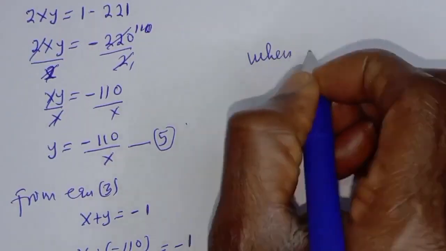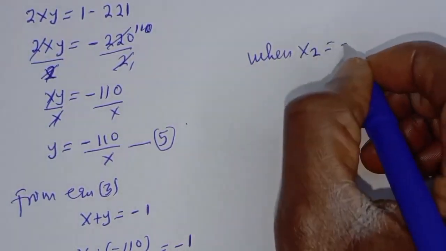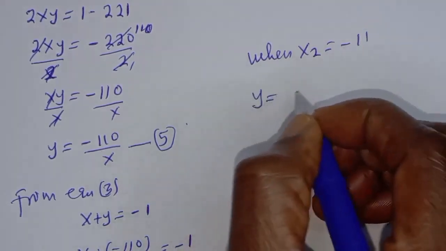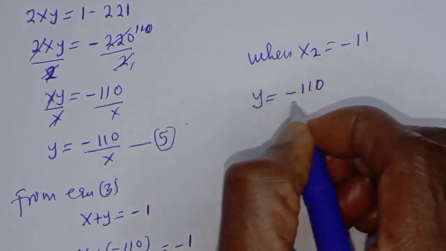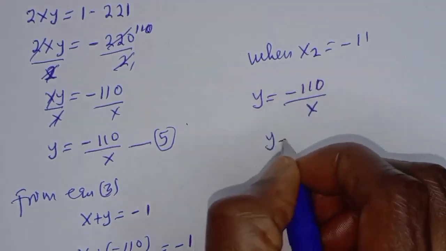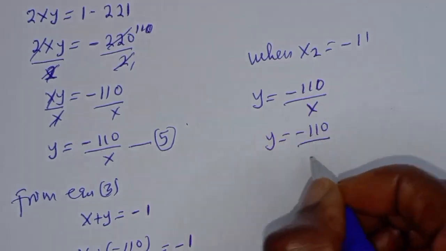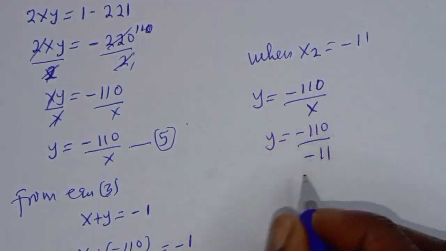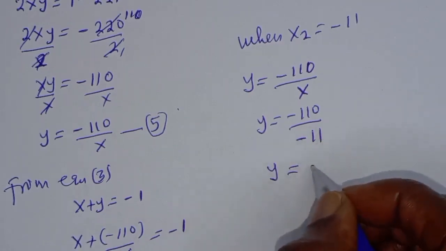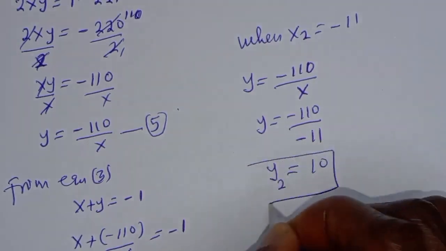Also, when x2 is equal to minus 11, y will be equal to minus 110 over x. y is equal to minus 110 over minus 11. y is equal to 10. Let's call this y2.